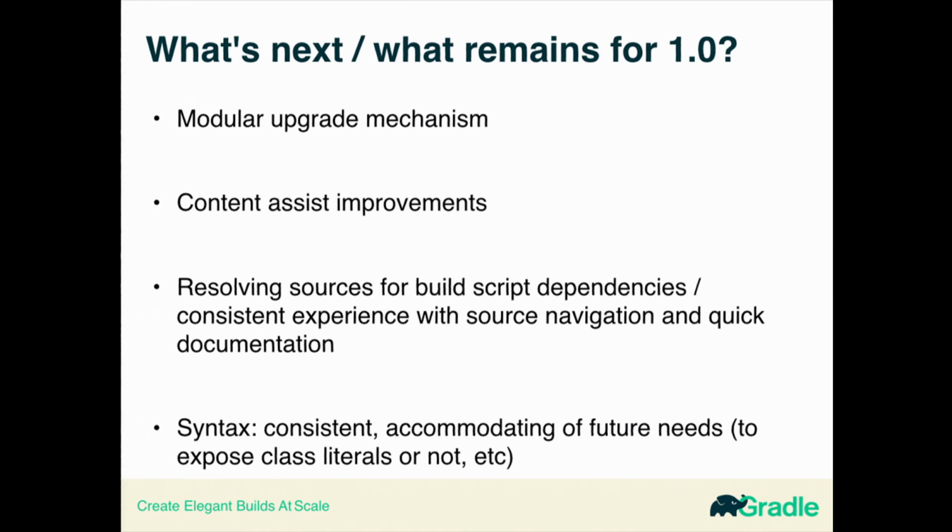Other stuff that's on the docket, a modular upgrade mechanism. You may have noticed that Gradle script Kotlin doesn't actually live inside of the Gradle repository in GitHub. It lives on its own, in its own repository called Gradle script Kotlin. And that's what allows us to have our own independent versioning and to put together these roadmaps and have very well-defined timelines and our own release notes and our own community and stuff like that. That's all a big win.